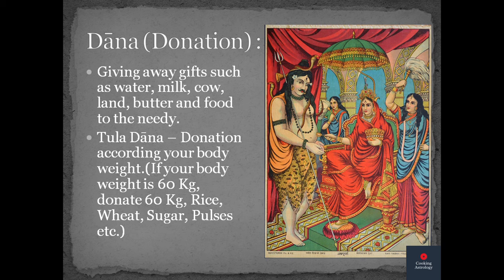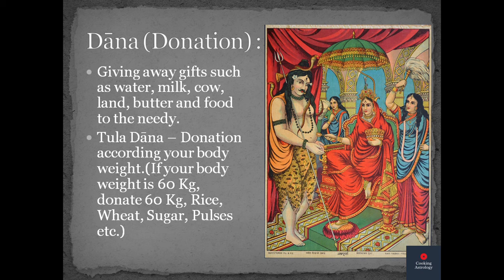Second important aspect, that is Tuladan. Now what is Tuladan? Tuladan is the donation according to your body weight. Suppose your body weight is 60 kg, it means you have to donate 60 kg of rice, wheat, sugar, pulses, etc. You have to donate according to your body weight, that is Tuladan, which is also performed in Hindu culture, especially for newborn babies, who weigh around 2 to 3 kgs.